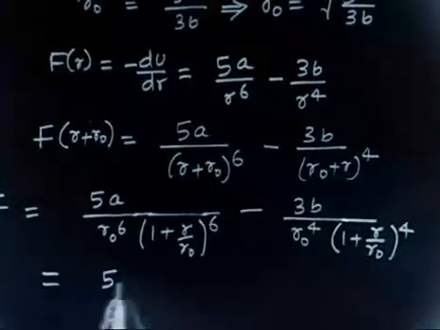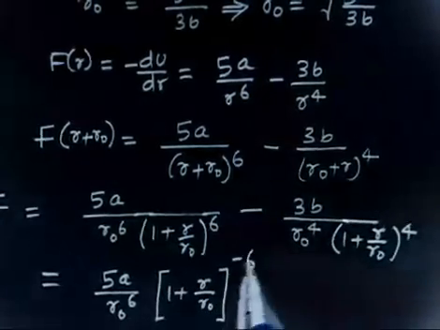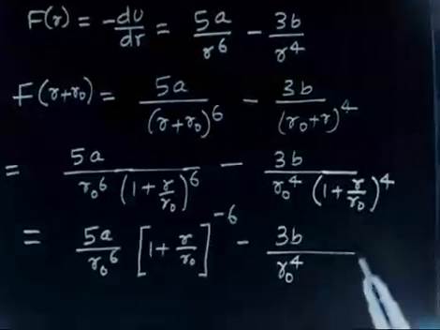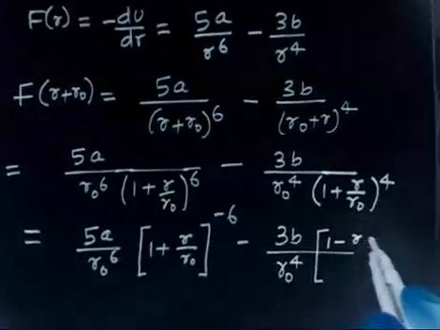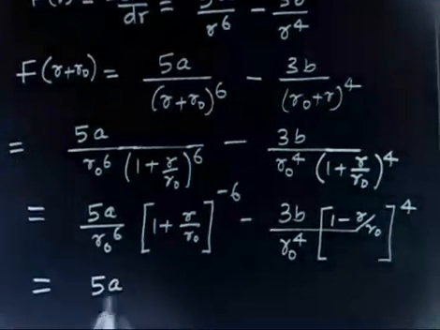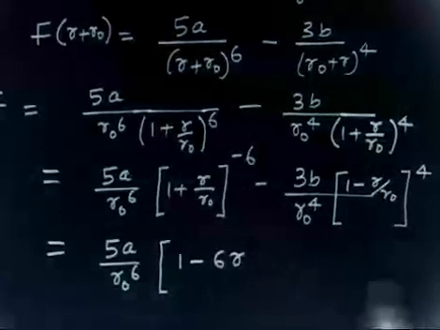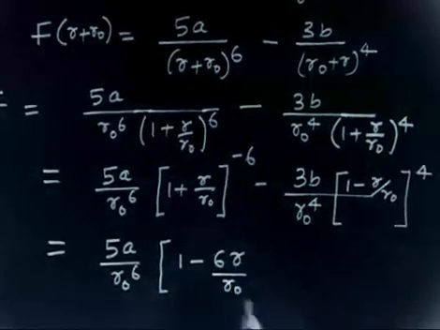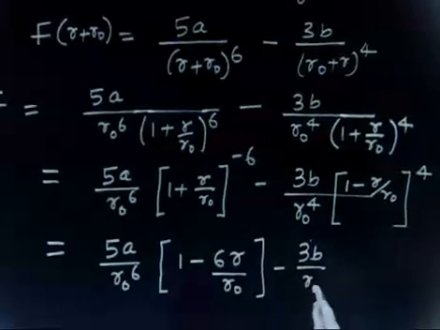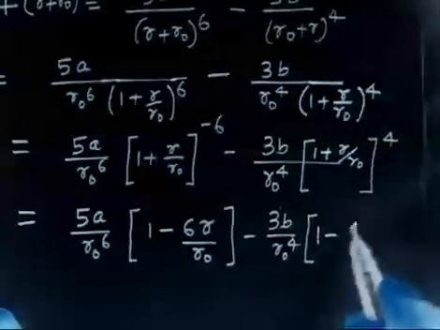Now if I do the binomial expansion, which is very important in this case, we have 5a by r naught to the power 6 times 1 plus r by r naught to the power minus 6, minus 3b divided by r naught to the power 4 times 1 plus r by r naught to the power minus 4. If you do the expansion binomially, using 1 plus nx, you will have 5a by r naught to the power 6 times 1 minus 6r by r naught, minus 3b by r naught to the power 4 times 1 minus 4r by r naught.